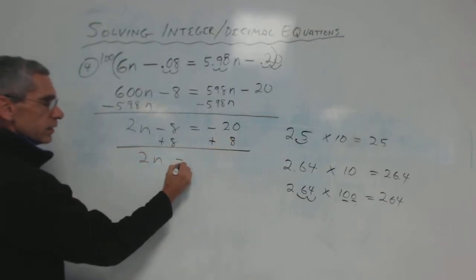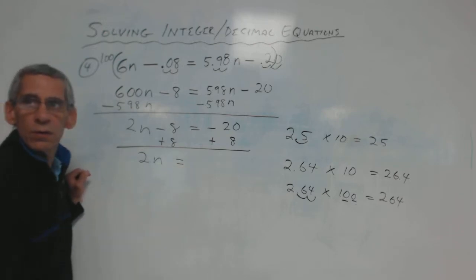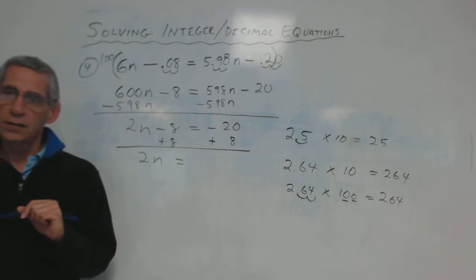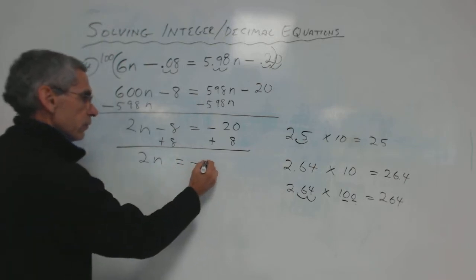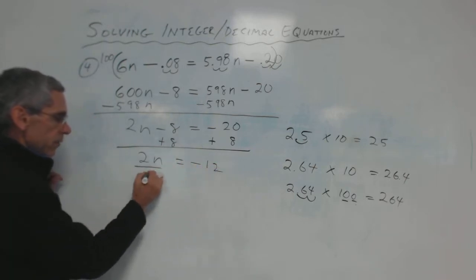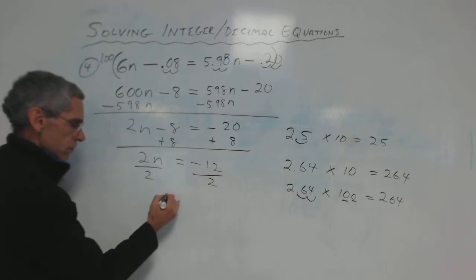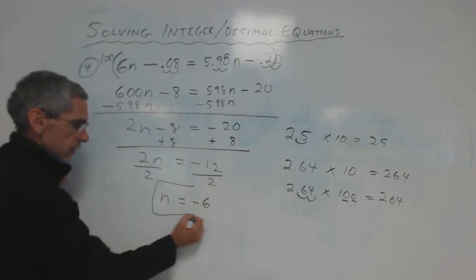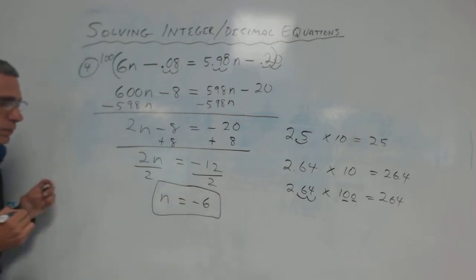2n is equal to negative 20 plus 8, negative 12. Then I divide by 2, n is equal to negative 6. And we have solved our problem.